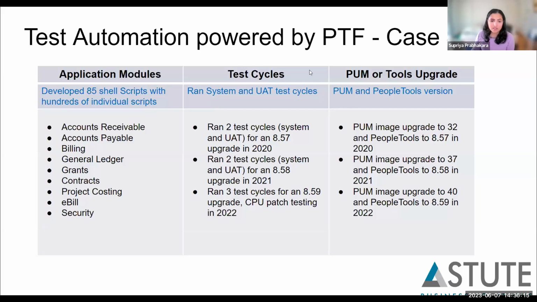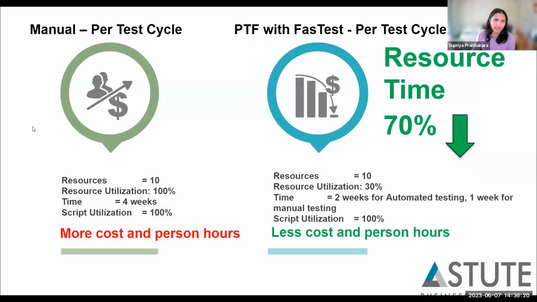So with doing all of this testing with PTF, and what they used to do manually before that, and the timeline. On the left-hand side, you will see the number of resources they were allocating for those modules in finance to test were 10 resources, and the time that was used was 4 weeks. And they allocated a full 100% time of those 10 resources for 4 weeks. And the scripts they tested, it was 100% utilization.